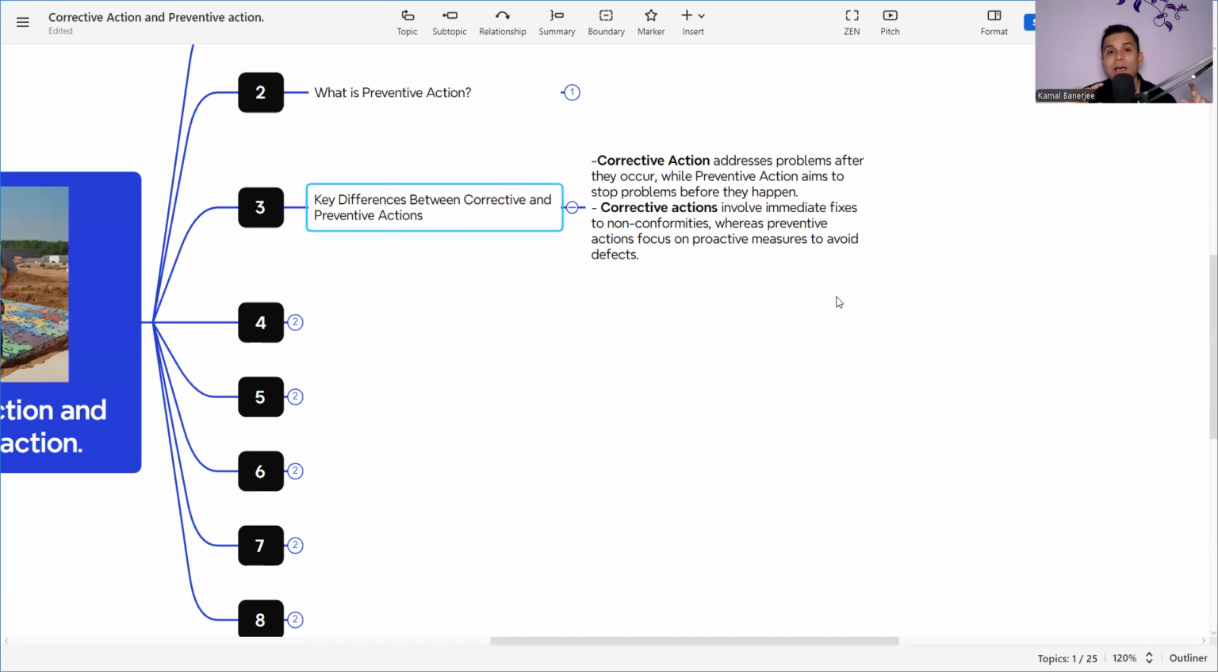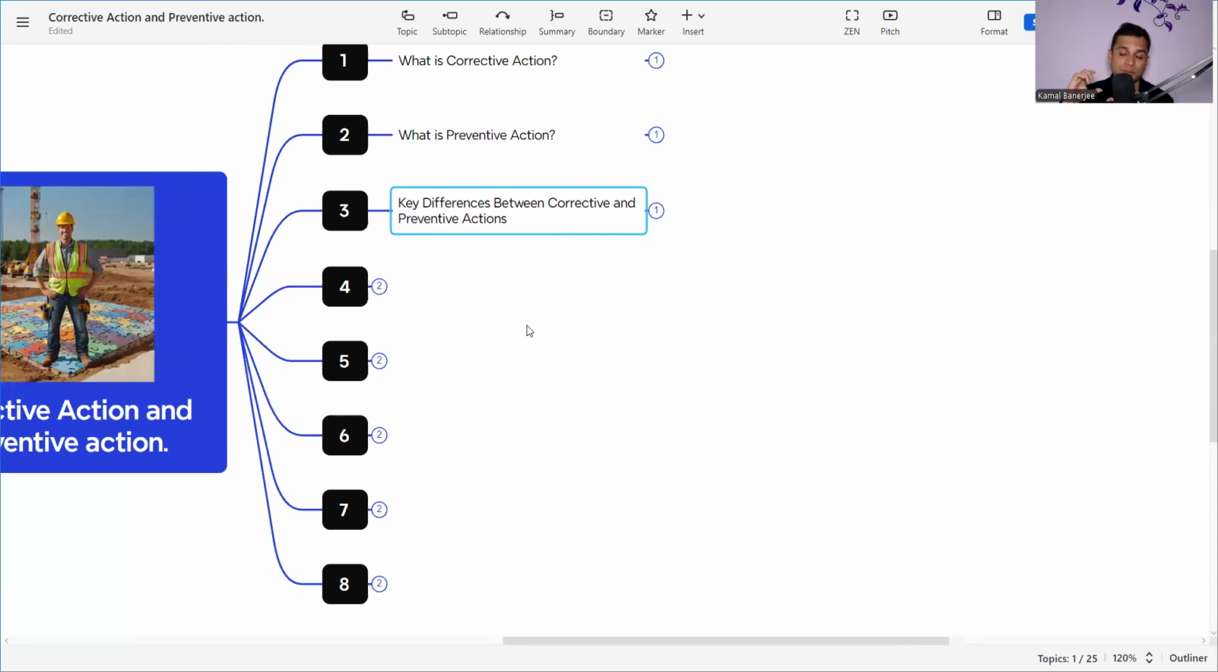So what will be the preventive action? Preventive action will be to implement a system so that there will be a robust checkpoint whenever the block work is being done. So that is the main difference between the corrective and the preventive action.